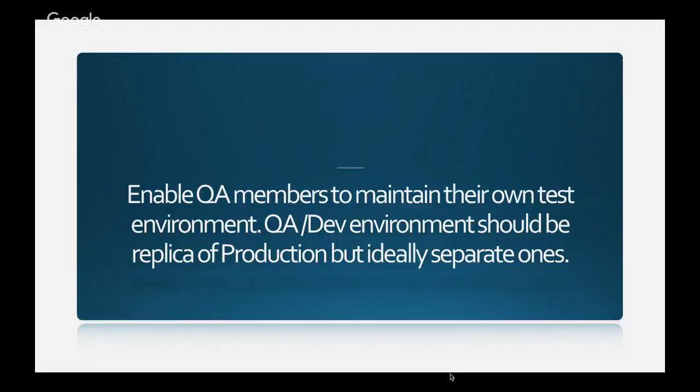maybe something was missed out, and the development and QA environments were the same, so somehow everything was working fine. But when it was rolled out into production, some of the script or some of the special codes or some of the special settings were not maintained, because of which the issue was seen. So as a matter of practice, you have to keep a separate QA and dev environment, and also you should enable each and every QA member to maintain their own test environment.